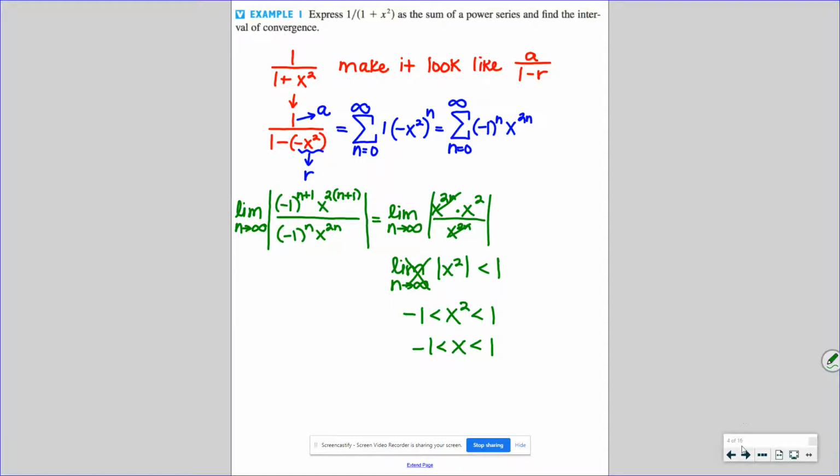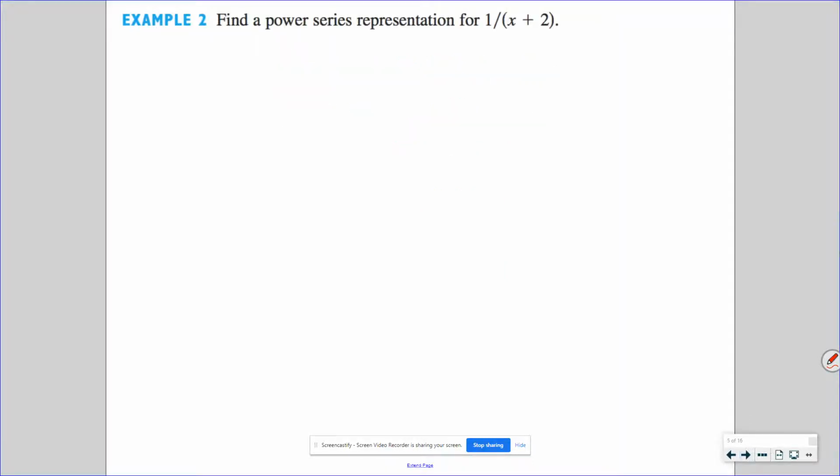Okay, let's try another one. Find a power series representation for 1 over x plus 2. Remember, power series is the same thing essentially as a geometric series. So you're just finding a geometric series for it, okay? So same goal. You have 1 over x plus 2. You need to make it look like a over 1 minus r.